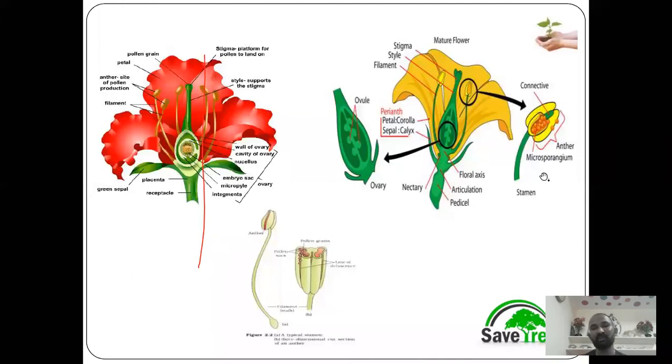Coming to the male reproductive organ, which is called androecium. Every androecium consists of one or more stamens. Each stamen has two parts. The long stalk of the stamen is known as the filament, and the filament bears a fertile part, which is called the anther. When the anther develops, it produces the pollen grains.